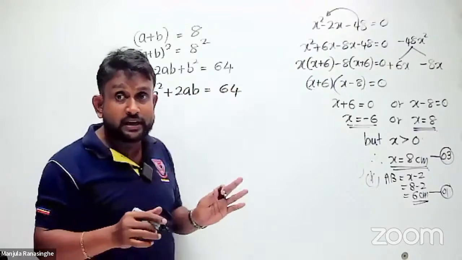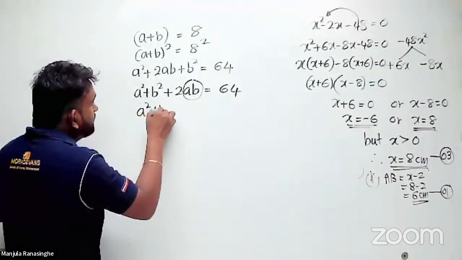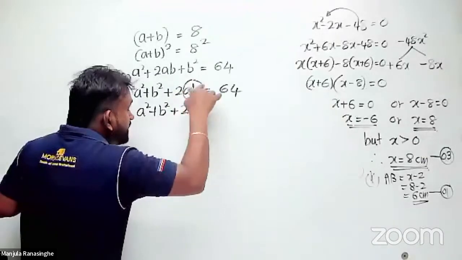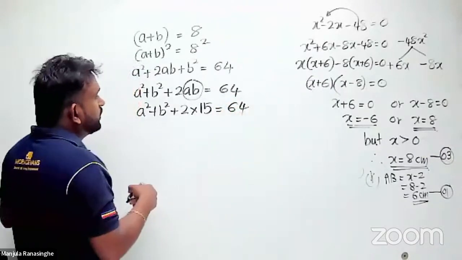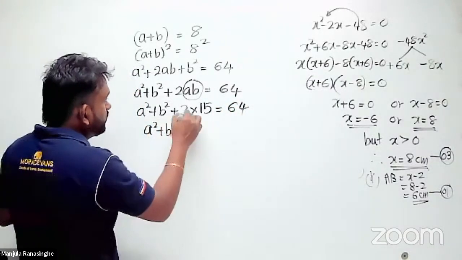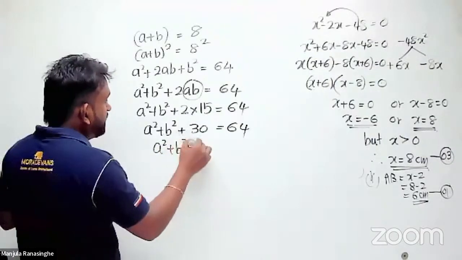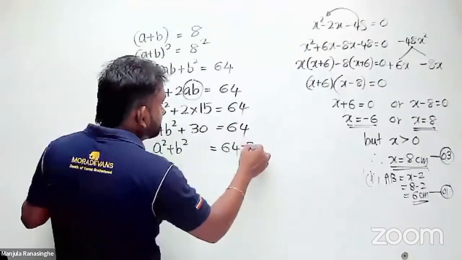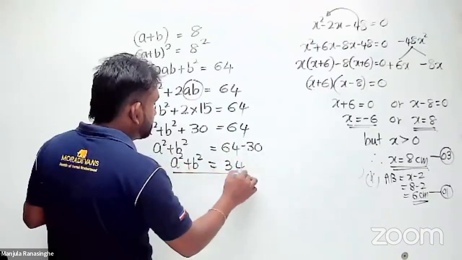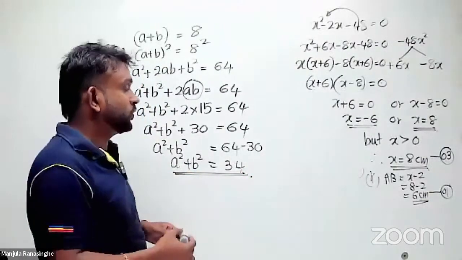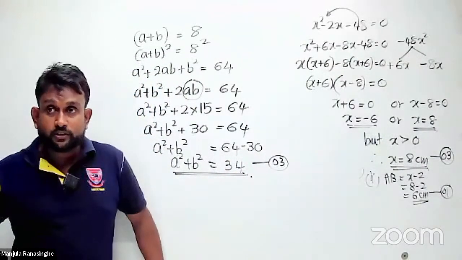Now the ab product is given as 15. Just substitute it into 2ab. ab is 15, so a squared plus b squared plus 2 into 15, which means 30, equals 64. Now for the subject a squared plus b squared, equals 64 subtract 30. Then a squared plus b squared equals 34 is the answer. For that one you have 3 marks. Hands up those who got this answer, 34, for this question.